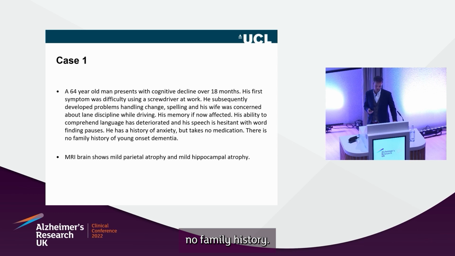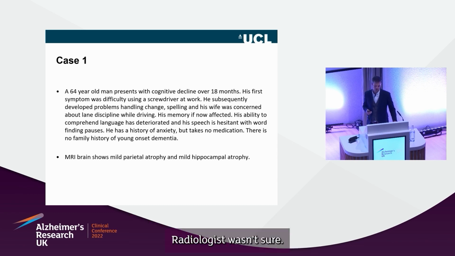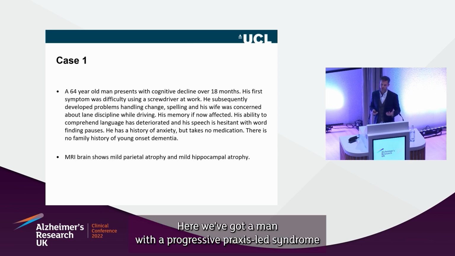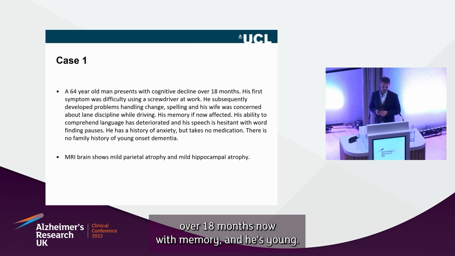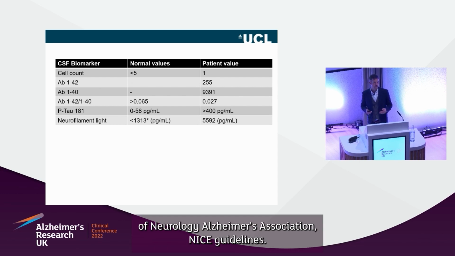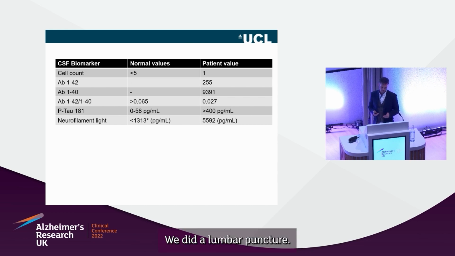No family history. So his imaging showed questionable parietal atrophy. Radiologist wasn't sure. Mild hippocampal atrophy. Again, not sure if it was abnormal for age. So here we've got a man with a progressive praxis-led syndrome over 18 months, now with memory, and he's young. So according to good practice, American Academy of Neurology, Alzheimer's Association, NICE guidelines, it's reasonable to get biomarkers in this situation. So we did a lumbar puncture.